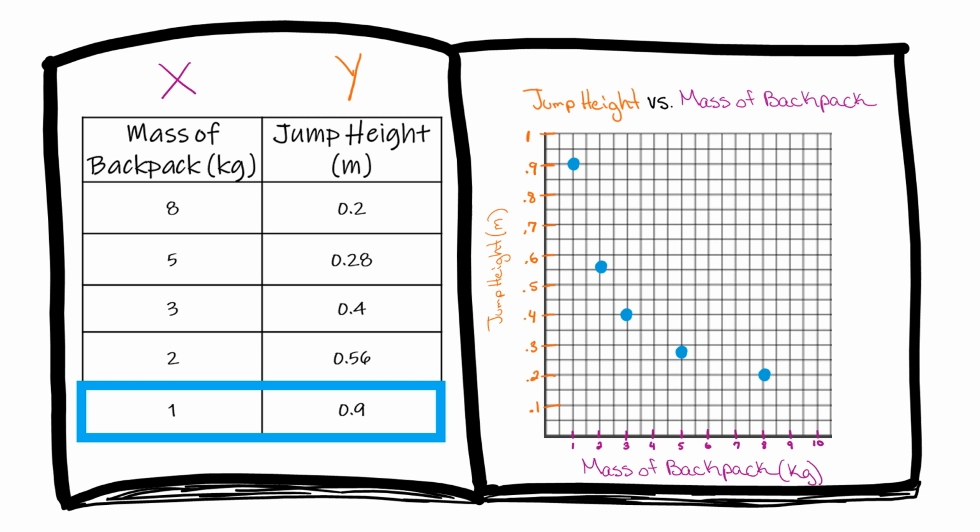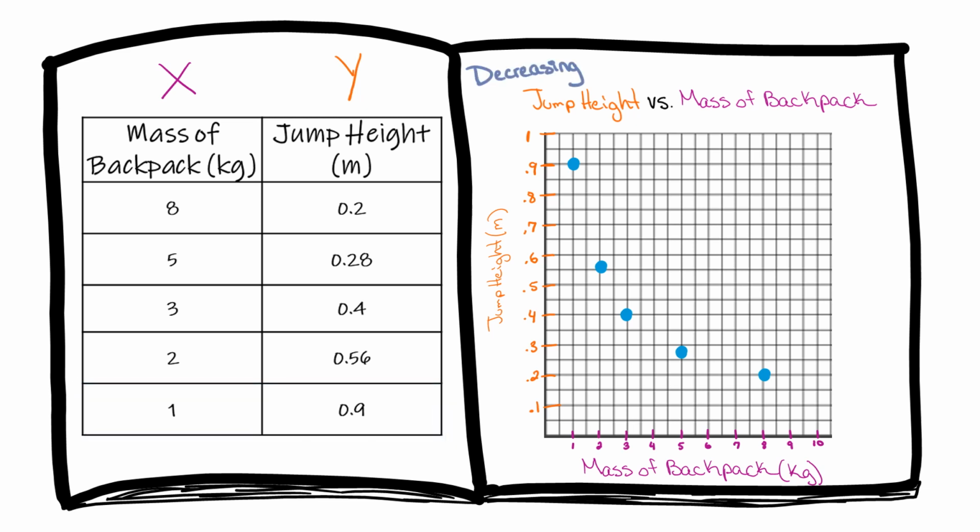Now, take a look at our graph. What trend do you notice? You got it, Alex. As the mass of the backpack increases, the jump height decreases. Now, what would you say about it being a linear relationship? Do you think it is? Right again, Alex, you start to notice a curve as the mass continues to increase.